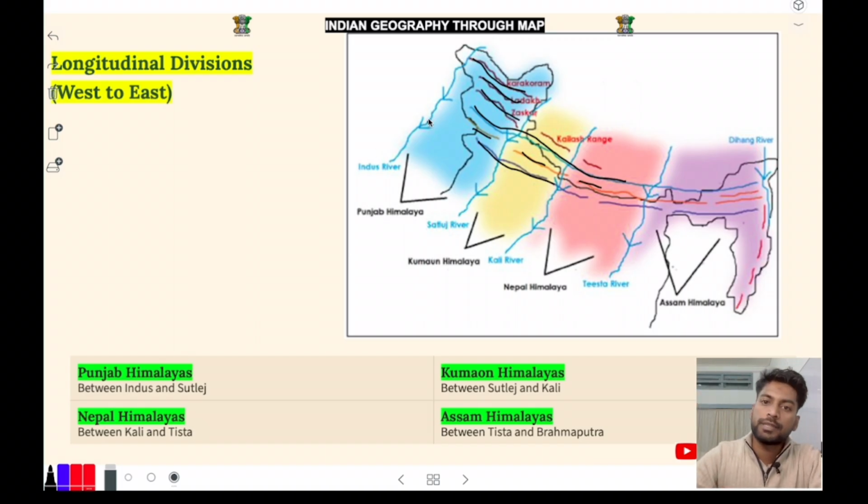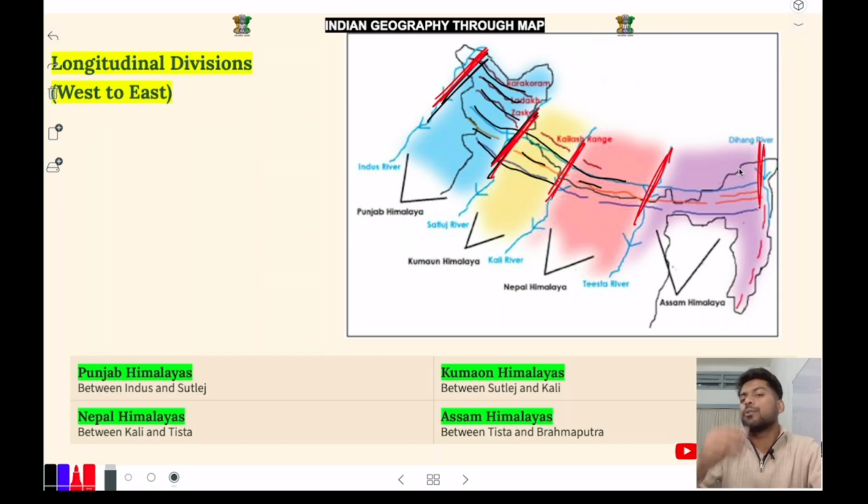But if you divide this way, like from here to here, like a transverse section, there are names: from here to here, one name, from here to here, one name, and from here to there, one name. Now, how are we cutting the Himalaya, like cake pieces? There are some rivers. Look, Indus river is flowing from there, and Satluj river is flowing from there. So in between Indus and Satluj, we call Punjab Himalaya. Remember this. Between Indus and Satluj.